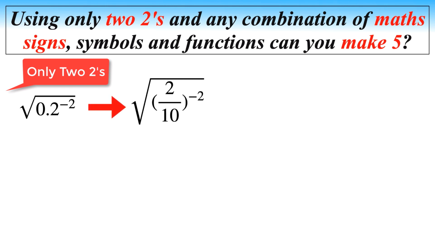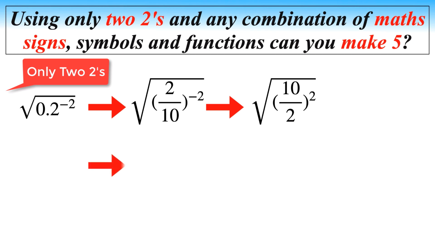0.2 can be represented as 2 by 10. Now the expression becomes square root of (2 by 10) whole to the power of minus 2. And (2 by 10) whole to the power of minus 2 can be represented as (10 divided by 2) whole to the power of 2. Hence the expression becomes square root of (10 divided by 2) whole to the power of 2. After solving this, we get square root of 25, which equals 5. This is the math way to find the solution.